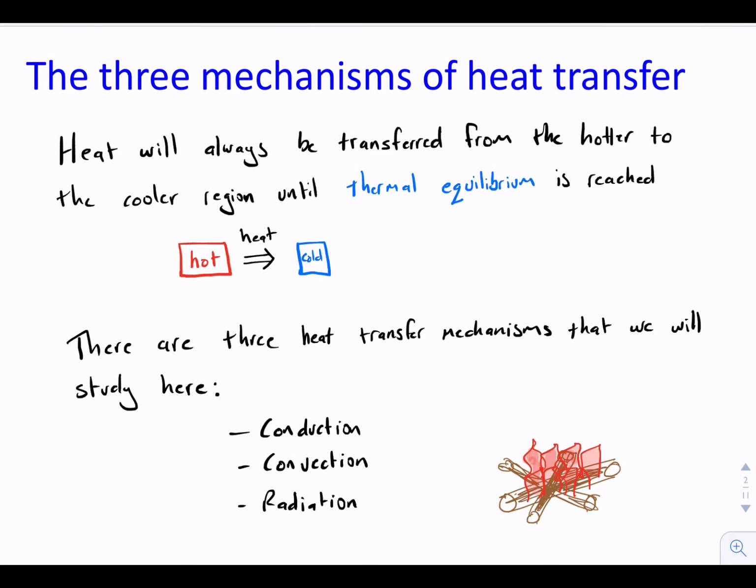Conduction could be seen by poking an iron rod into the fire and feeling the heat transferred from the fire up the body of the metal rod to your hand. Convection, the warm air rising in the top of the campfire. And radiation, the radiated heat of the campfire, which can be felt in all directions.